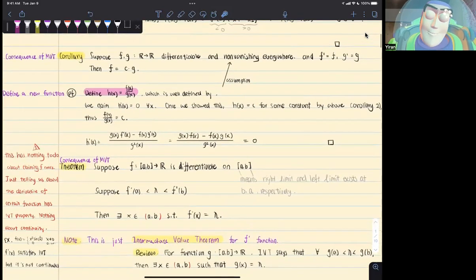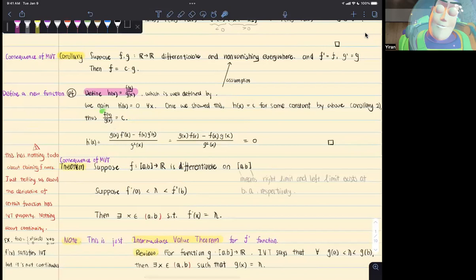Okay, and then when h is constant, that means f over g is a constant. Therefore, f is equal to c times g, as desired, right? So what is left to show is h prime of x is equal to 0.